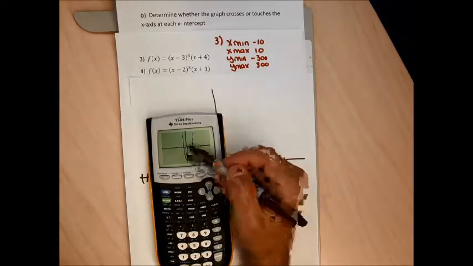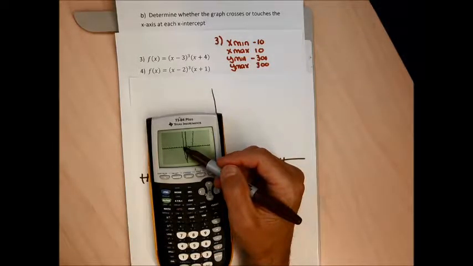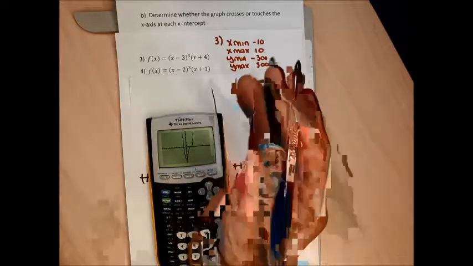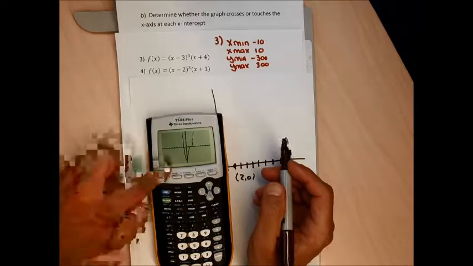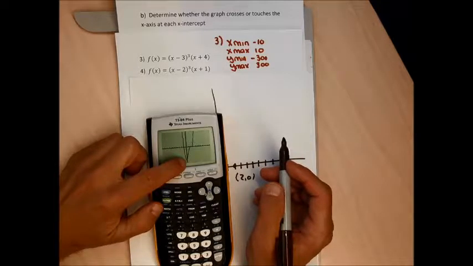But it's not a turning point, and there's my x-intercept at negative 1, 0, and it goes straight through it because it doesn't have an exponent to make it kind of smooth out. So the only turning point I see is the one turning point right there. That's what I need to find.